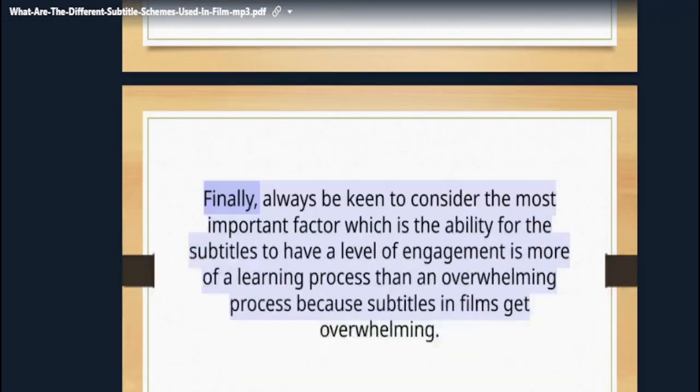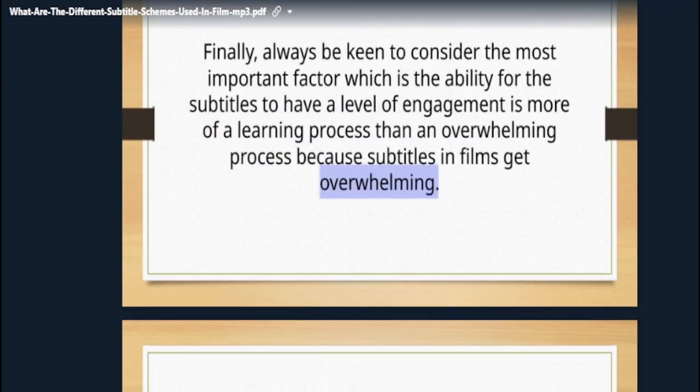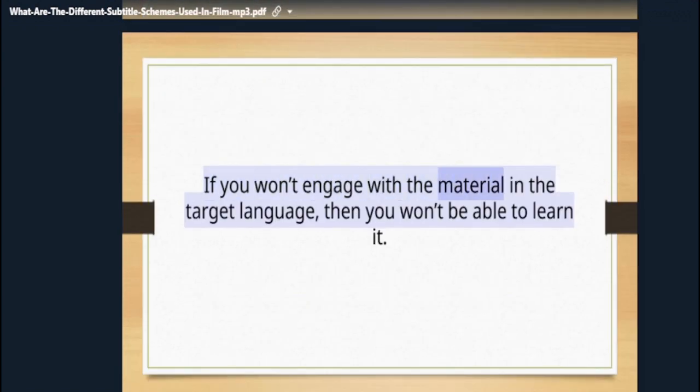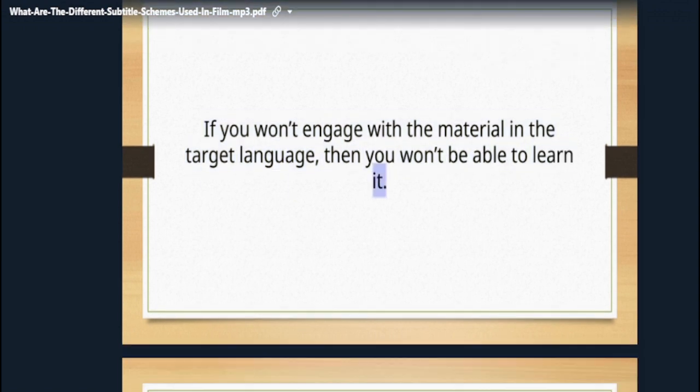Finally, always be keen to consider the most important factor, which is the ability for the subtitles to have a level of engagement. It should be more of a learning process than an overwhelming process, because subtitles in films can get overwhelming. If you won't engage with the material in the target language, then you won't be able to learn it.